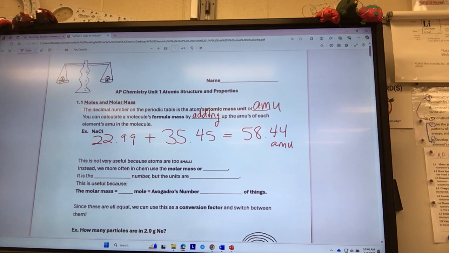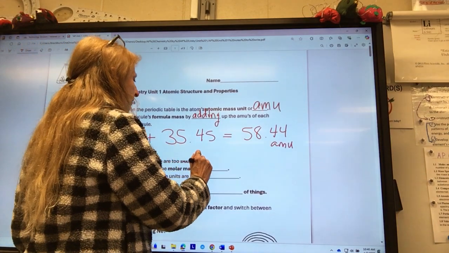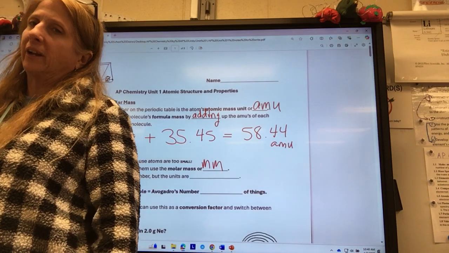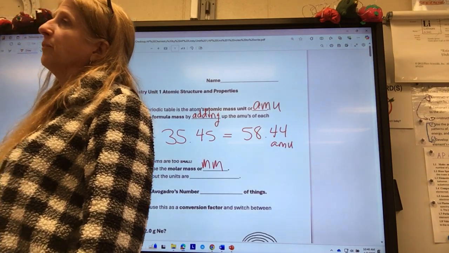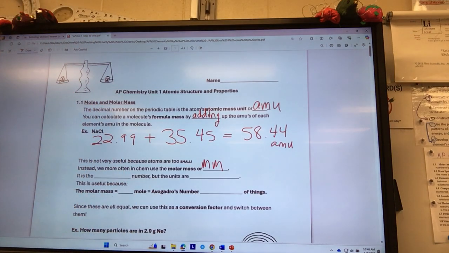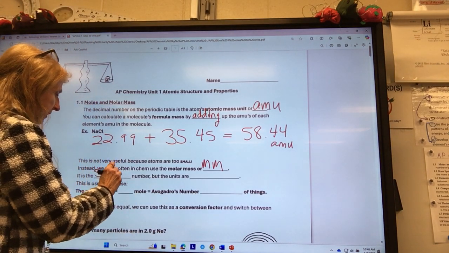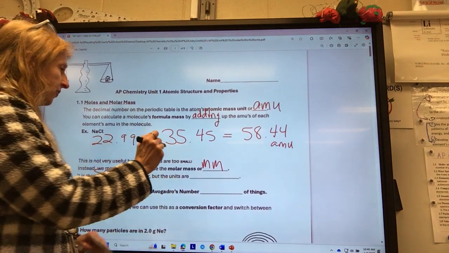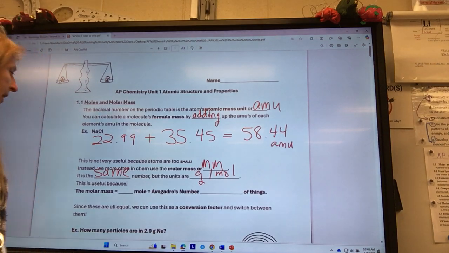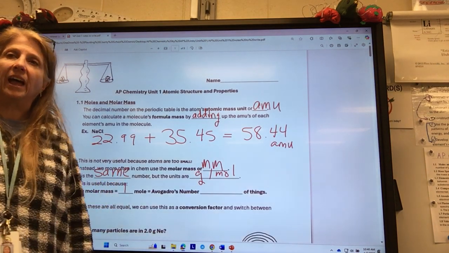They're too little. Instead, we more often use in chemistry molar mass, which is often abbreviated MM. And it's why I have M&Ms on my periodic table, to remind you that if you need a molar mass, you need to look on the periodic table. And it is the same number, so that's convenient. But the units are grams per mole. And this is useful because the molar mass equals 1 mole, which equals Avogadro's number.